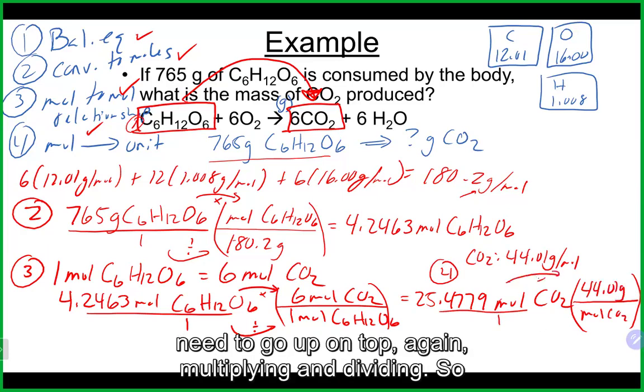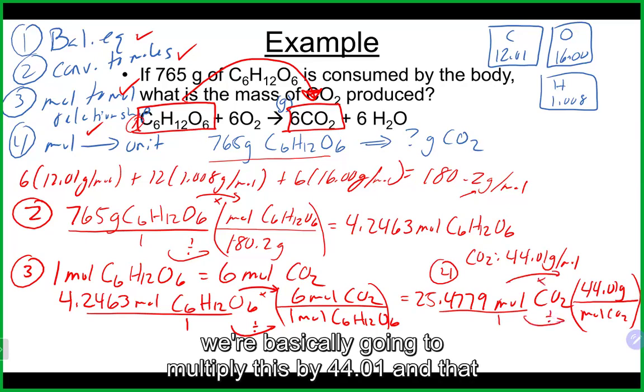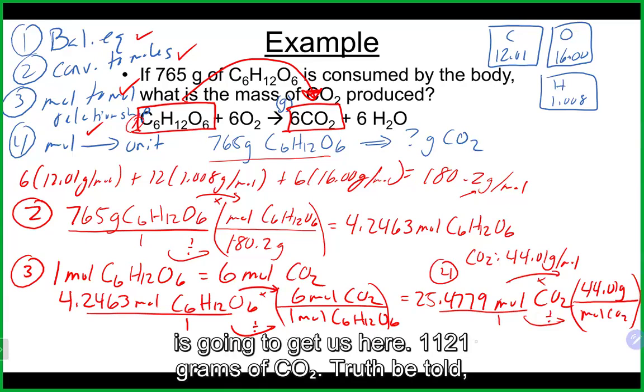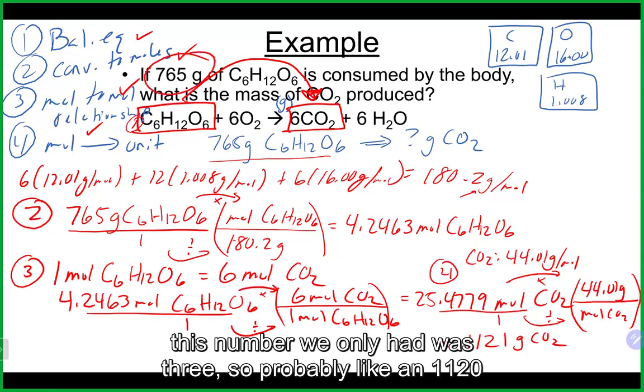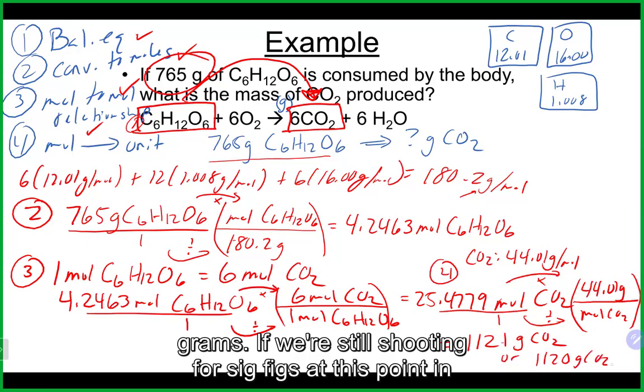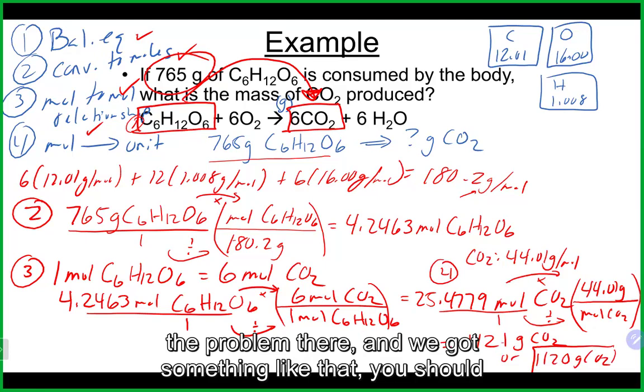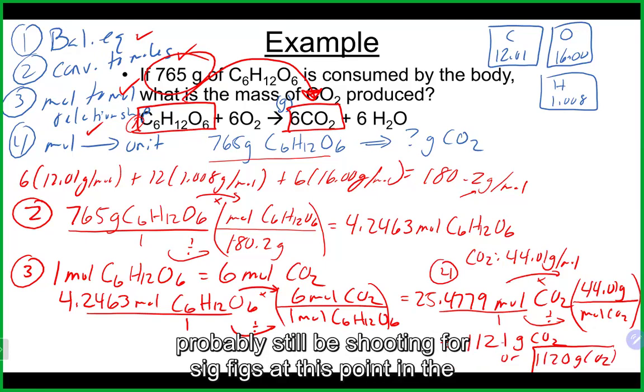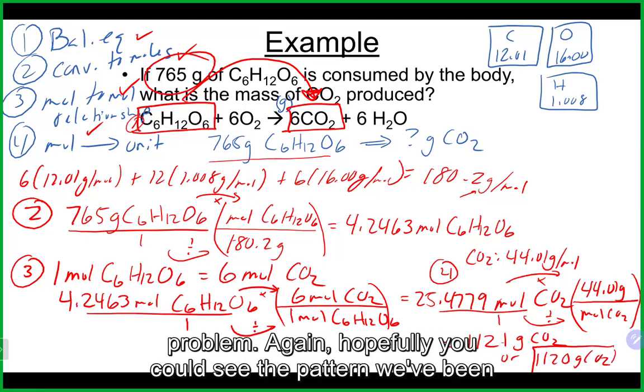Again, multiplying and dividing. So we're basically going to multiply this by 44.01. And that is going to get us here, 1121 grams of CO2. Truth be told, this number we only had was 3 sig figs, so probably like 1120 grams if we're still shooting for sig figs. You should probably still be shooting for sig figs at this point in the problem.